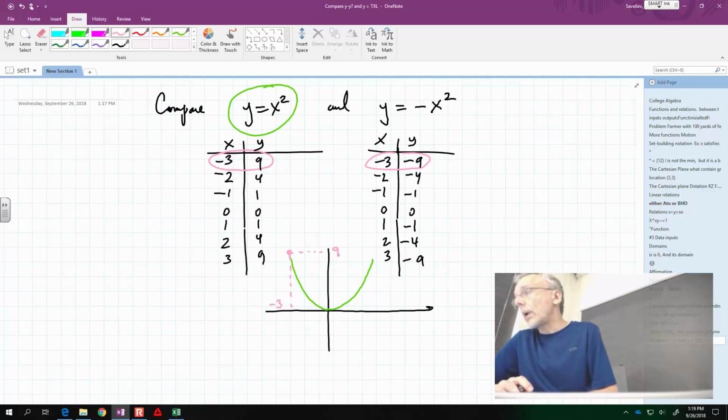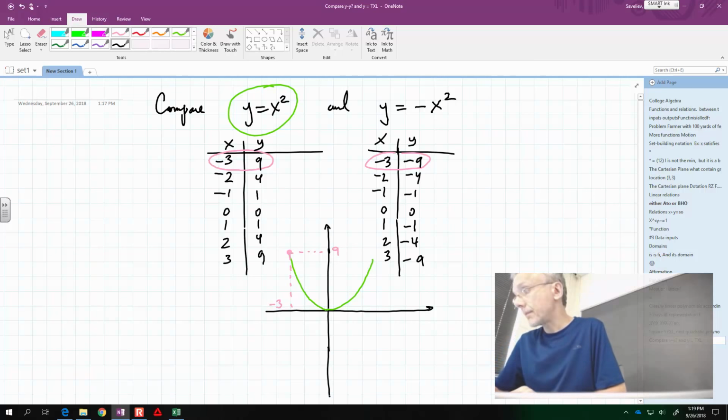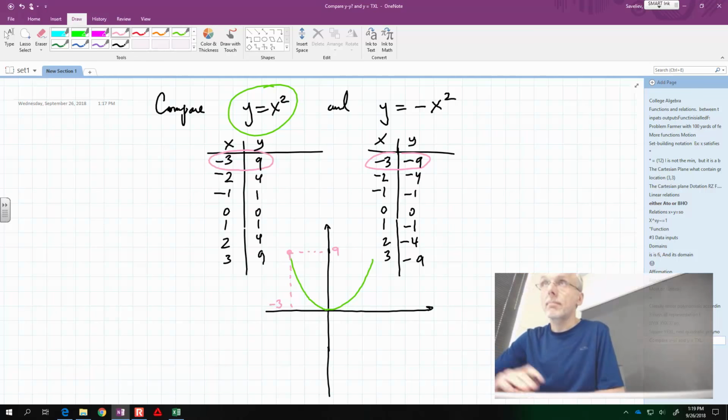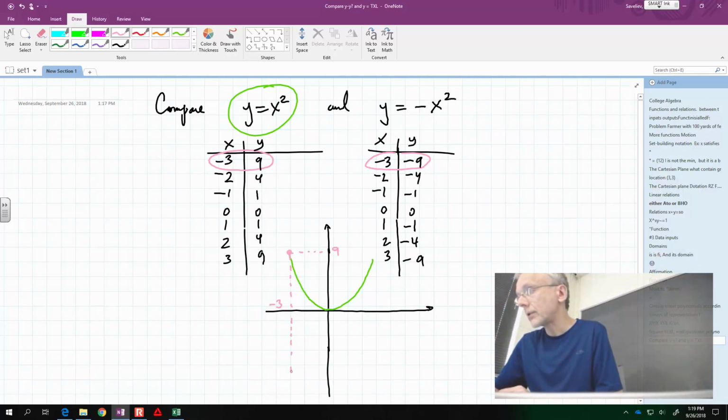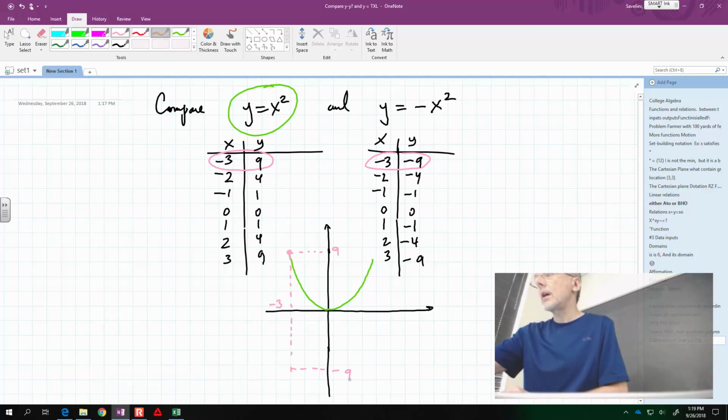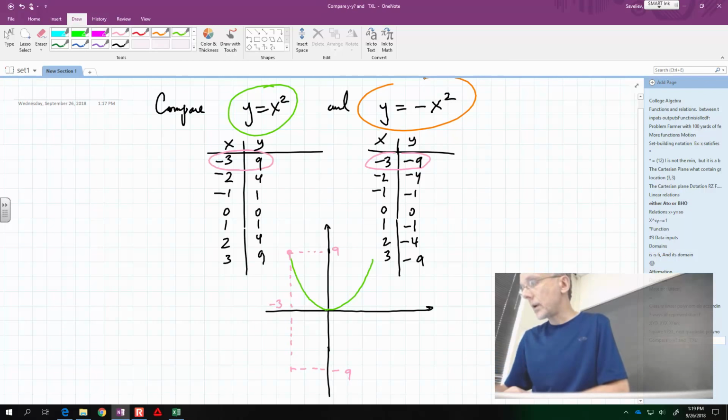But now where is the other point, the other pink point on the right? -3, -9, where is it on the graph? Horizontally the same, but vertically it goes in the opposite direction like this. How far? Down to -9. So that is the opposite point on the graph over here.